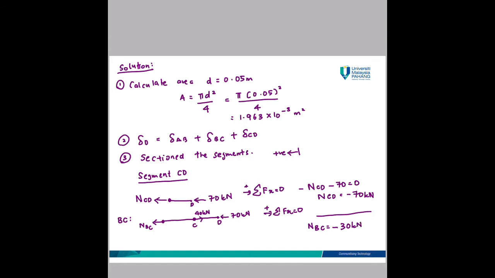And you do the same for the next segment. Start with points D, C and B, and then your internal load. For this one you will get NAB is equal to 50 kN.